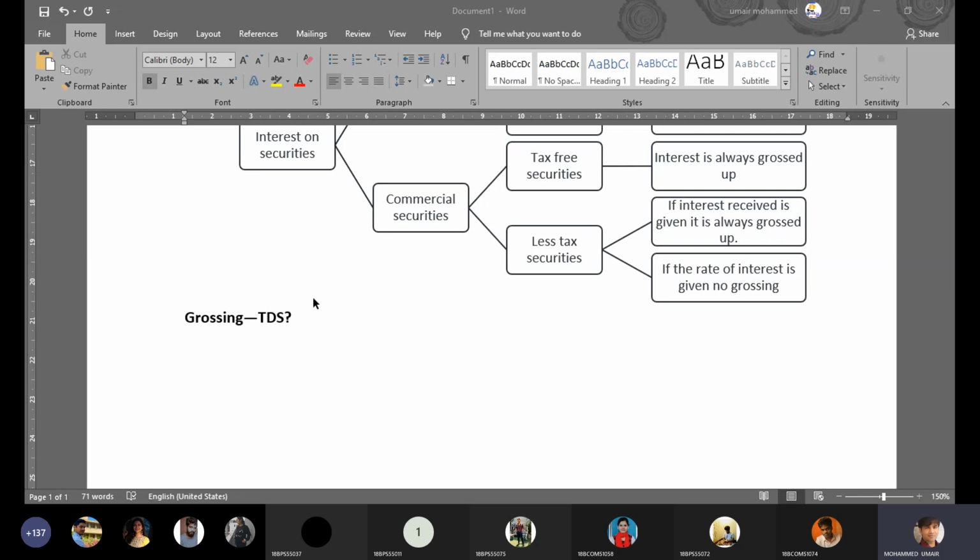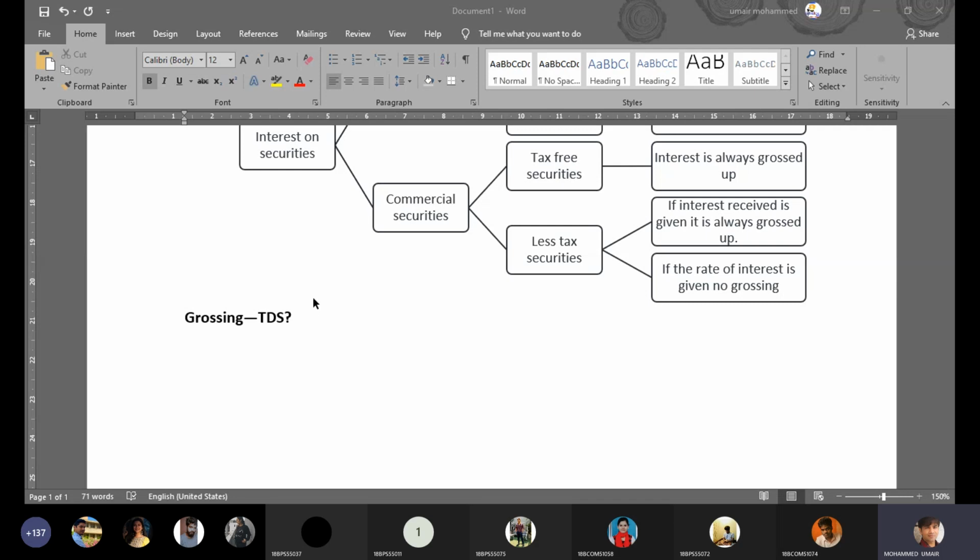When TDS is already deducted from your income, what you receive is called net income. And the process of adding the tax deducted back to your net income is called grossing. So what is grossing? Grossing is nothing but adding the TDS back to the net income you have received.